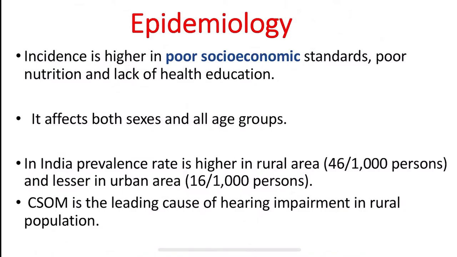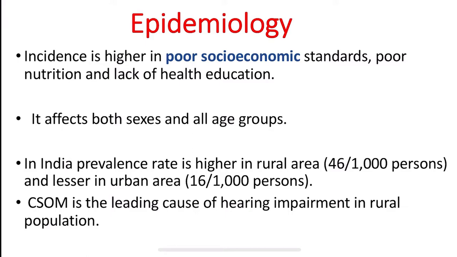Epidemiology. The incidence of chronic suppurative otitis media is higher in poor socio-economic standards, poor nutrition and lack of health education. It affects both sexes and all age groups. Both males and females are affected, and all age groups, that is children, adults and even old people. In India, the prevalence rate is higher in the rural areas.